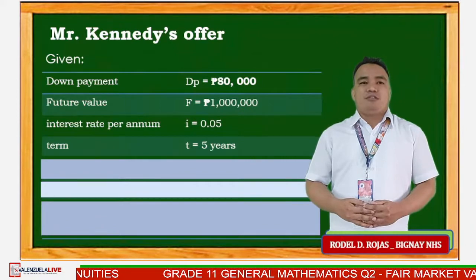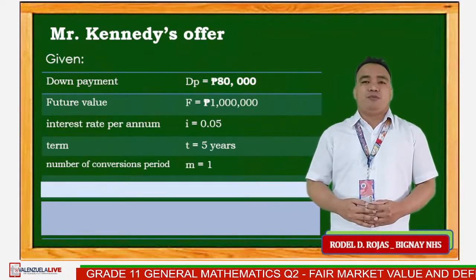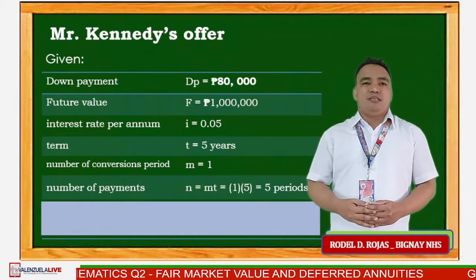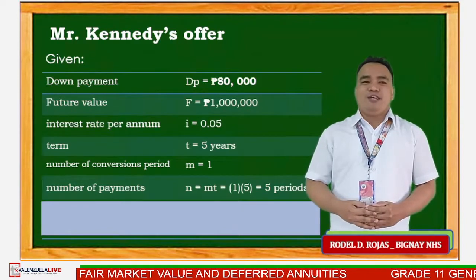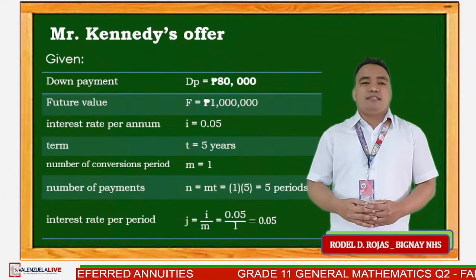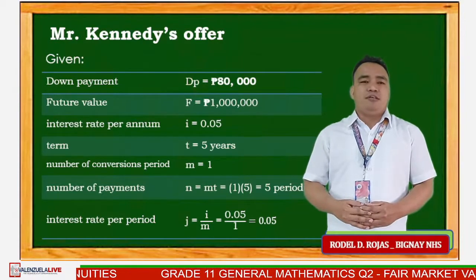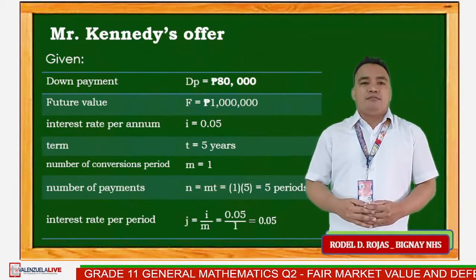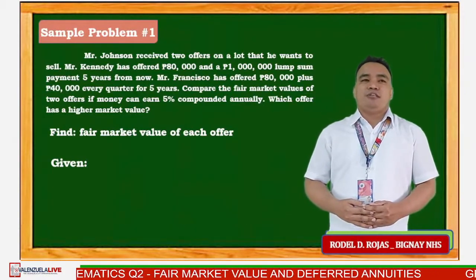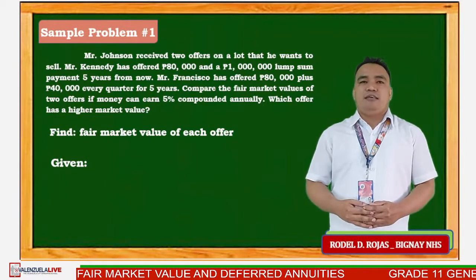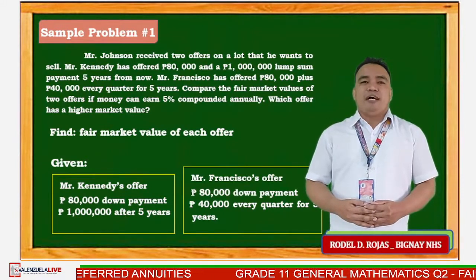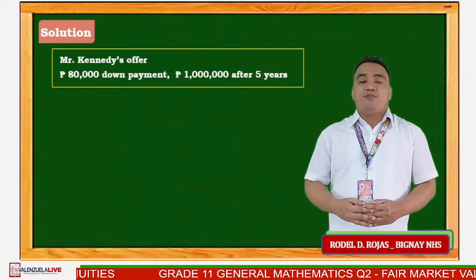Term is 5 years. M is the value of the conversion period, which is 1 for annually. N equals M times T equals 1 times 5. So N equals 5. Next, the interest rate per period, which is J equals I over M, or 0.05 over 1, or J equals 0.05. For the solution, since 80,000 pesos is offered today, then its present value is still 80,000 pesos. Then find the present value of 1 million pesos offered 5 years from now.